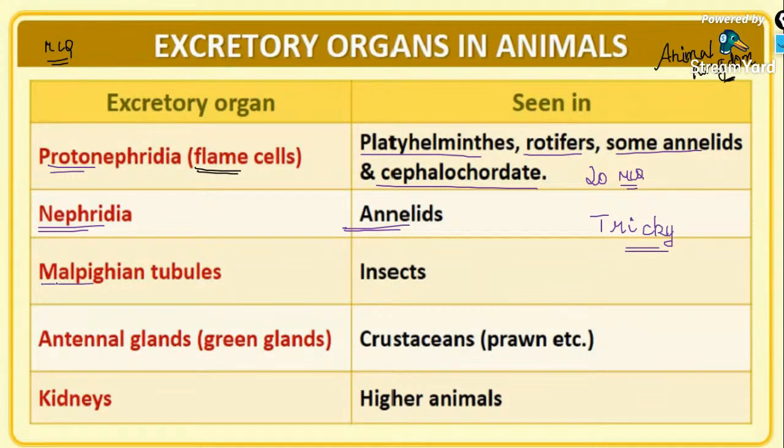Next one is the Malpighian tubules. It is found in insects. When you studied cockroach, you studied about the Malpighian tubules.